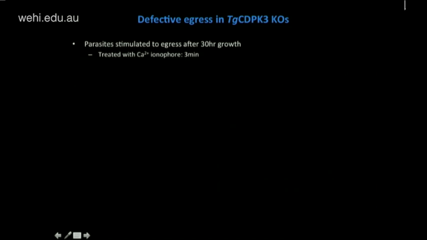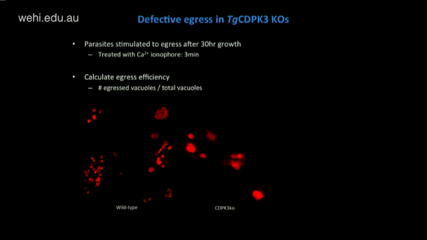And so we wanted to quantify this defect in egress from host cells. So here, just to run you through it quickly, we're doing an egress assay where we're taking parasites which are growing inside host cells and then stimulating them with that calcium ionophore, then fixing them after 3 minutes with paraformaldehyde and performing an IFA.